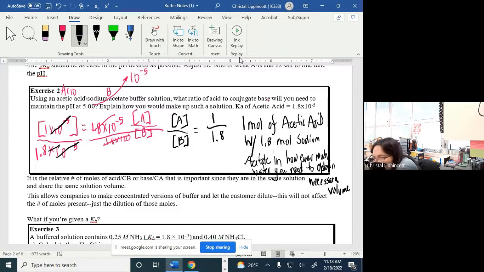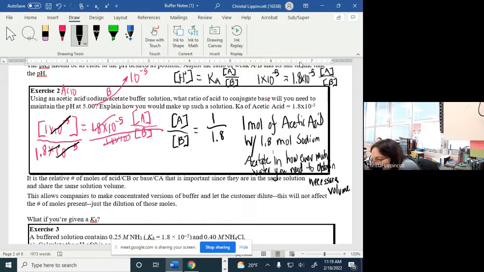Can you overview exactly what you did? Okay, so my equation is H plus equals Ka times the ratio of A over B. I identified that I needed a pH of 5, which means my concentration here is 1 times 10 to the minus 5. If you take 10 to the minus 5, that's what you get. That is equal to my Ka, 1.8 times 10 to the minus 5, times the ratio of A over B.